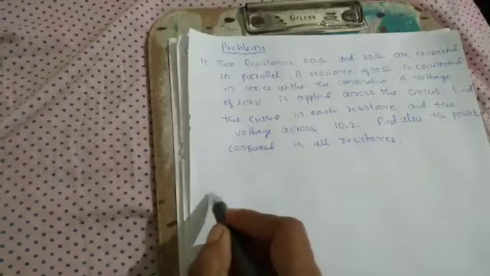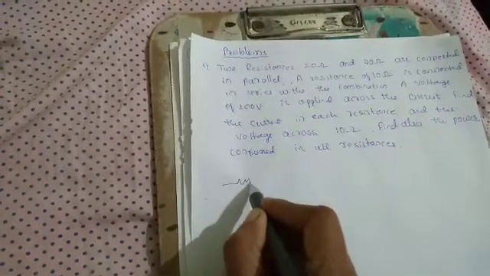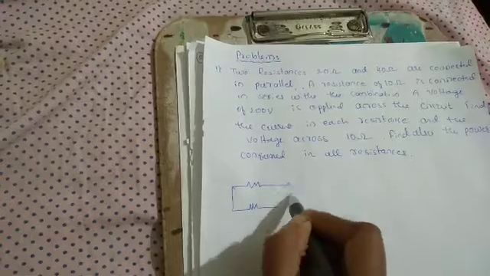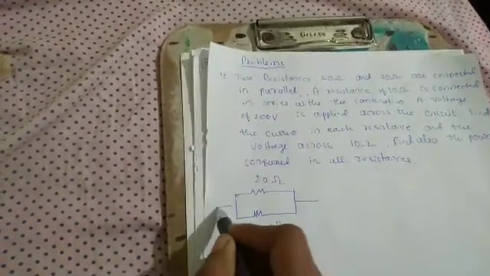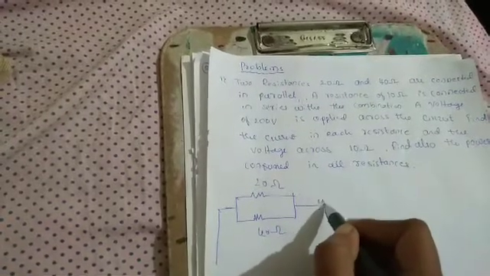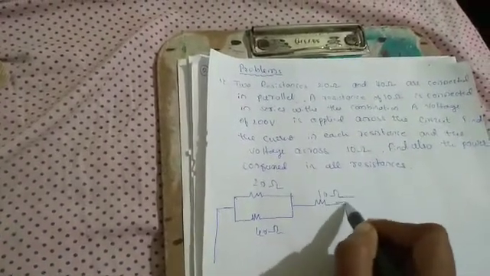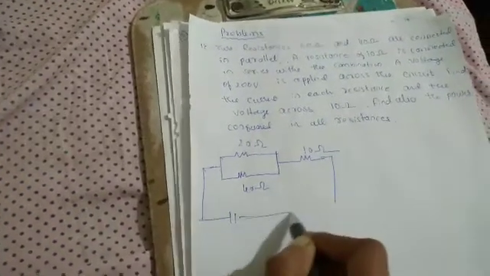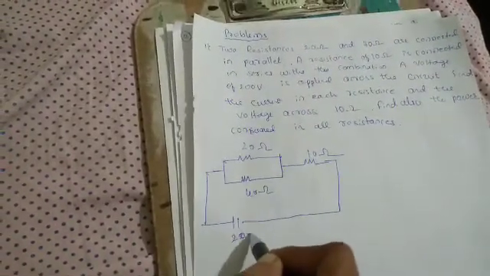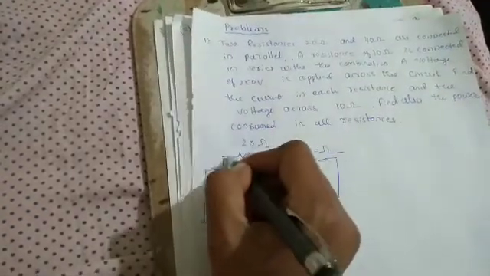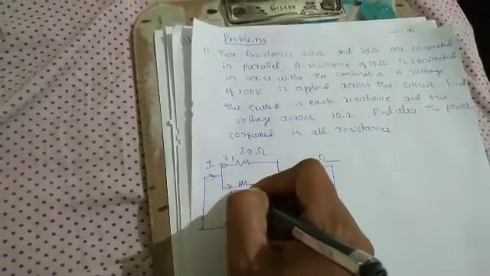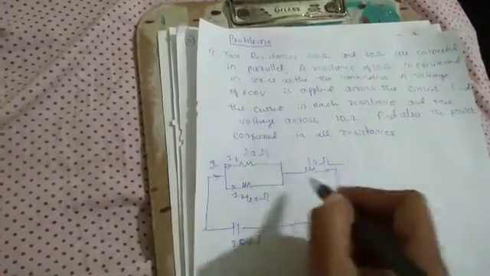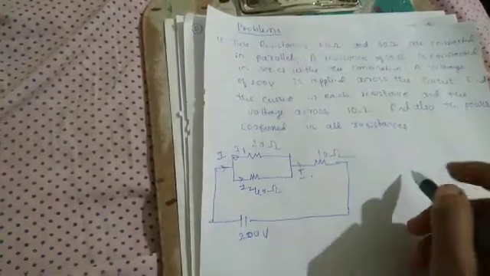First, you can draw the circuit diagram. 20 ohm and 40 ohm are connected in parallel. Then this combination is connected in series with 10 ohm across a voltage source of 200 volts. The currents are called I1, I2, and this is I.